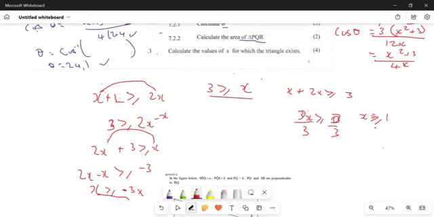And then x is going to be greater than 1. So basically you can write it this way: 1, and then x should be less than 3. X is less than 3, and x is greater than 1. Then this is going to be our solution.